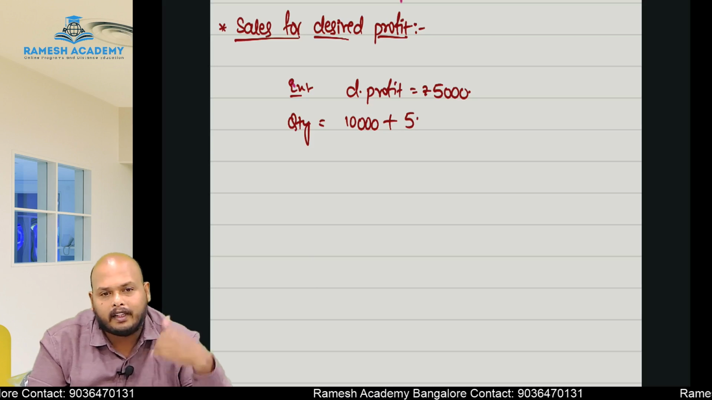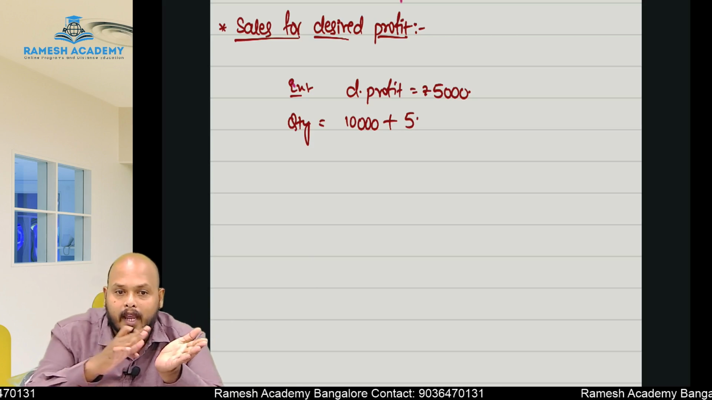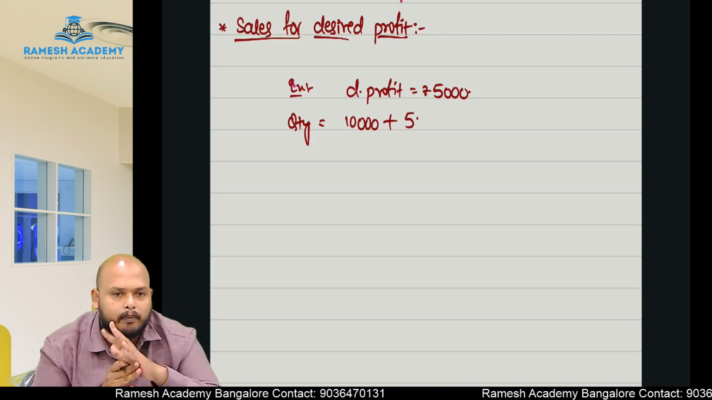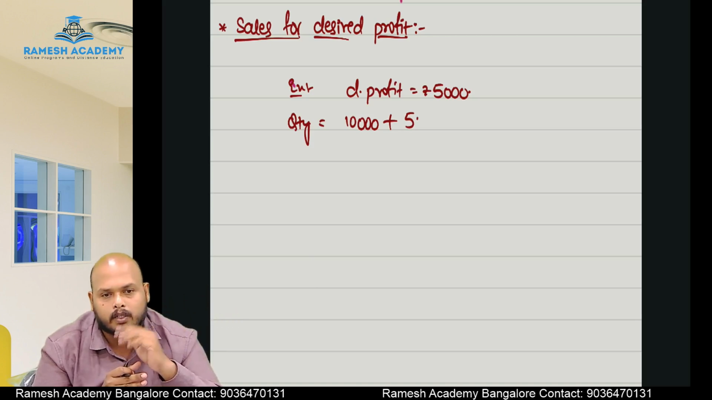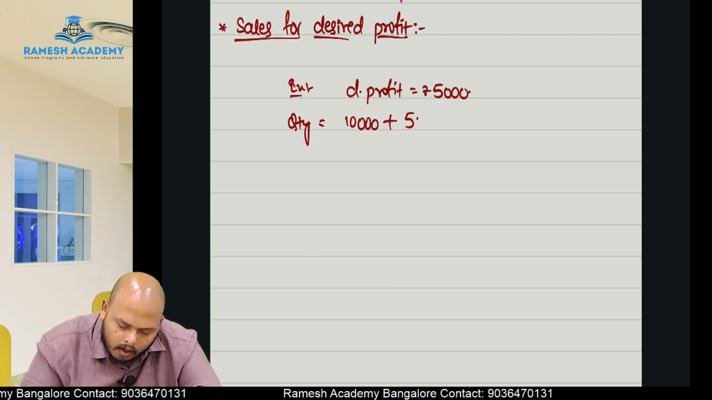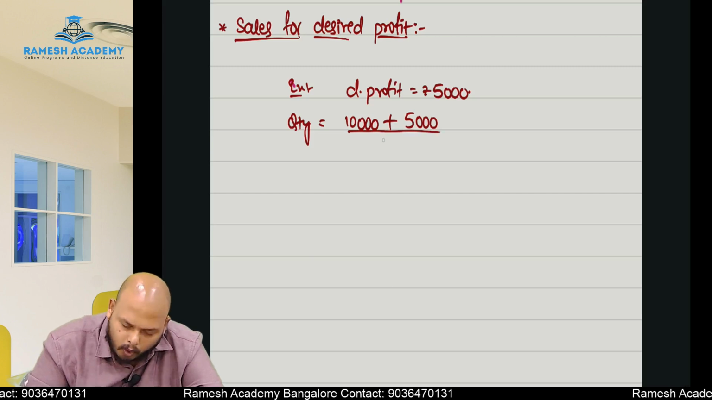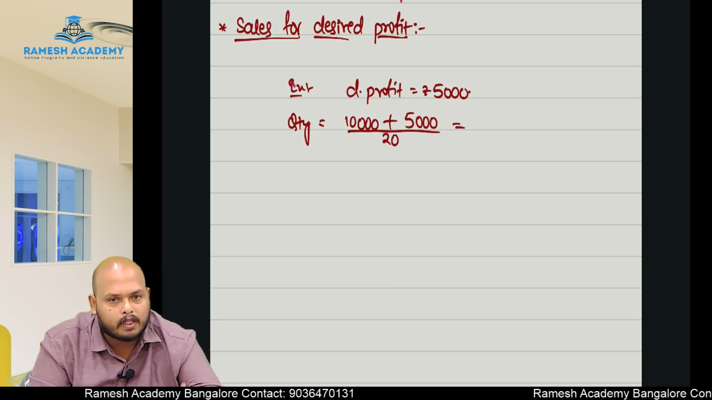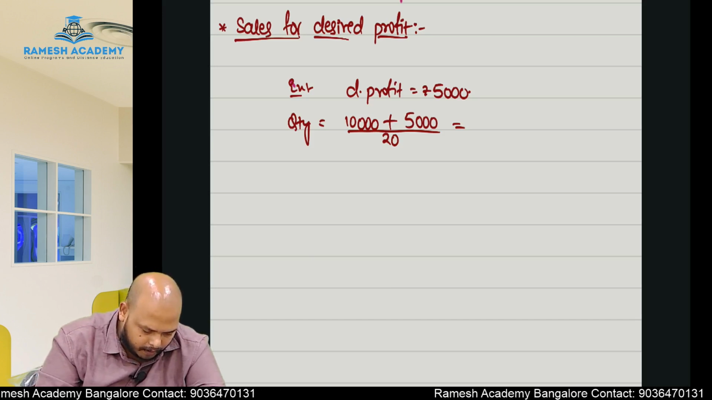Why? Because until you recover your fixed cost, there will be no profit and no loss. Whatever amount you recover above fixed cost will be your profit. We know break-even point is when contribution equals fixed cost. Fixed cost is 10,000 plus desired profit 5,000, divided by the contribution per unit, which is 20 rupees. So 10,000 plus 5,000 divided by 20.